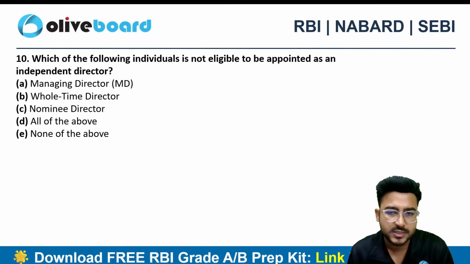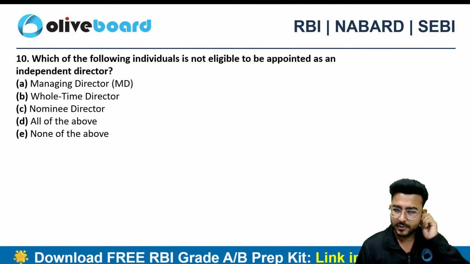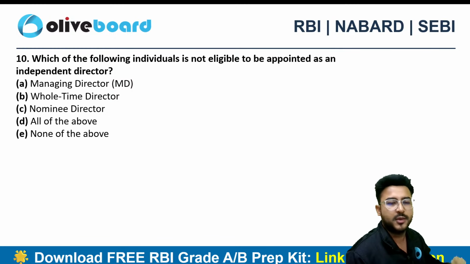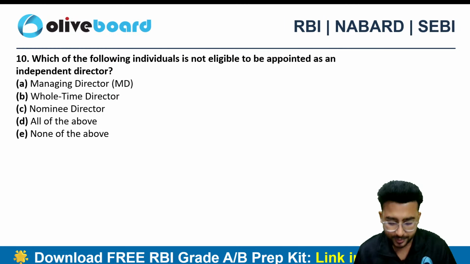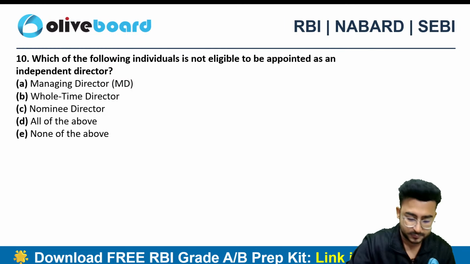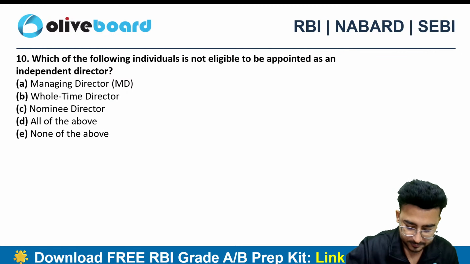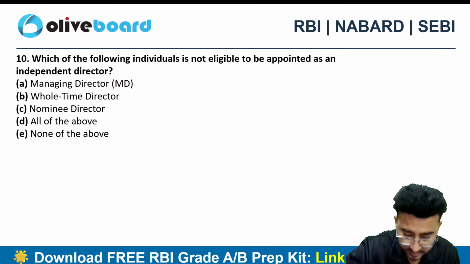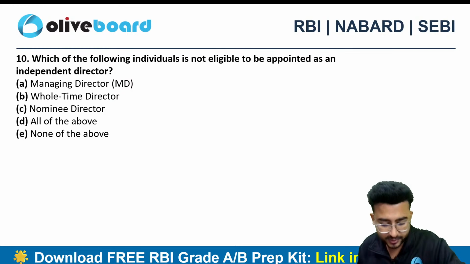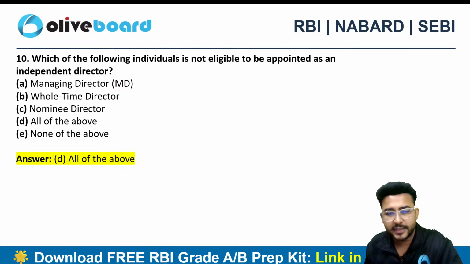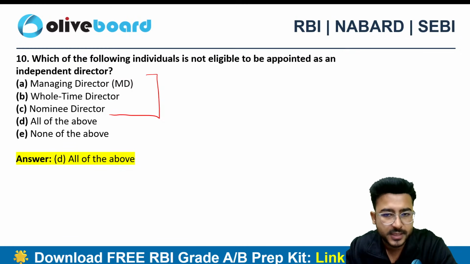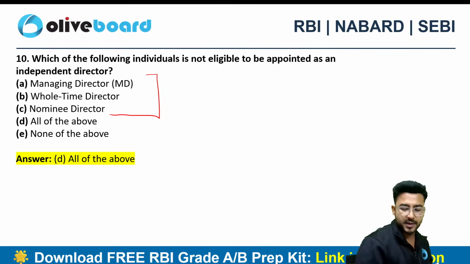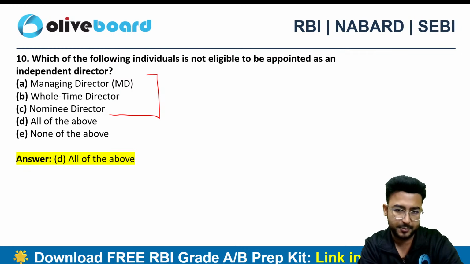Which of the following individuals is not eligible to be appointed as an independent director? Option A, managing director. Option B, whole-time director. C, nominee director. D, all of the above. E, none of the above. Who is not eligible to become an independent director? Very good. All of the above is the correct choice here. If you are a managing director, whole-time director, nominee director, that means you are obviously directly participating in day-to-day affairs of the company. That's why you cannot be an independent director, right?